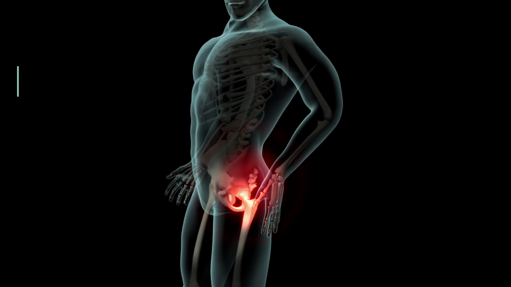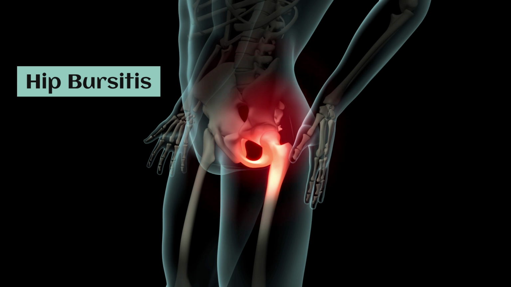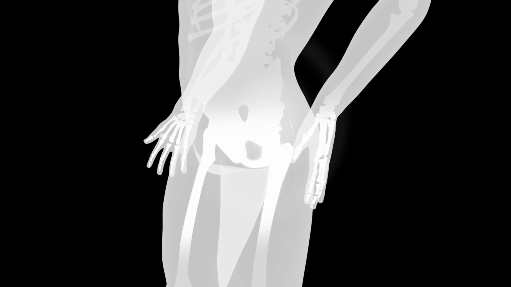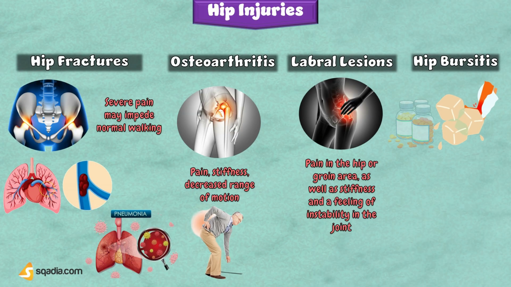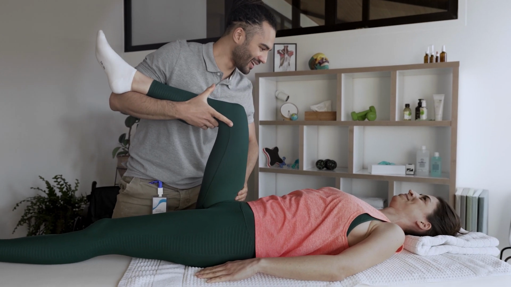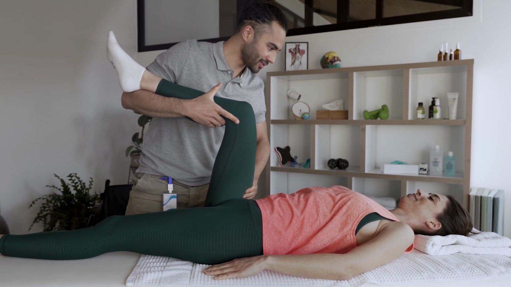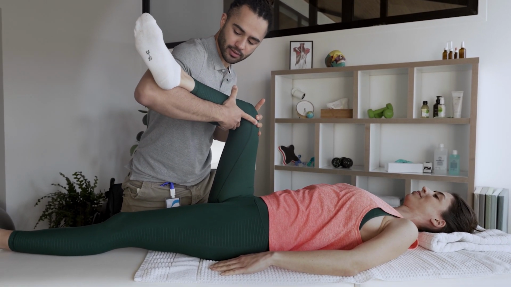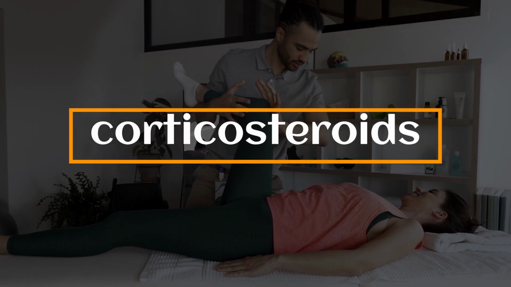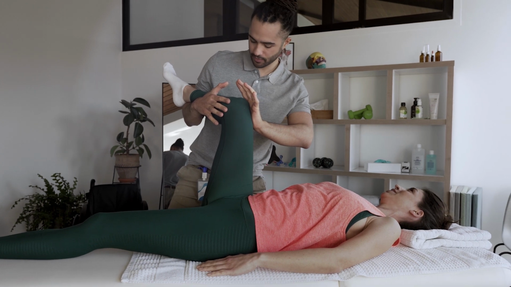Hip bursitis is a very uncommon ailment that causes the bursa to become inflamed. Inflamed bursae in the hip joint can cause discomfort, edema, and stiffness. Treatment for hip bursitis typically involves rest, ice, and anti-inflammatory medication to manage pain and swelling. Physical therapy may also be recommended to help strengthen the muscles around the hip joint and improve flexibility. In some cases, injections of corticosteroids or local anesthetics may be used to reduce inflammation and pain.